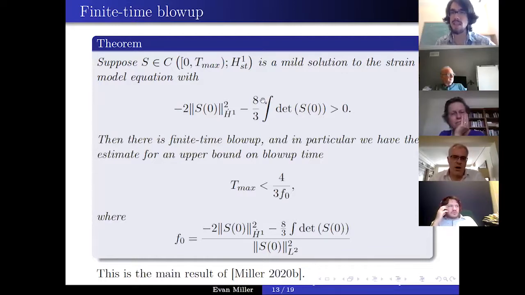So basically what this says is that the cubic nonlinearity has to beat the quadratic dissipation. And as long as it does at initial times, you will blow up in finite time. We need a little bit of extra, right? For enstrophy to be increasing, we need minus 2 the H1 norm squared of S minus 4 the determinant to be positive. To guarantee finite time blowup, we have to replace the 4 with an 8/3. So we need to beat it with some room to spare. But as long as we do that, there will be finite time blowup.